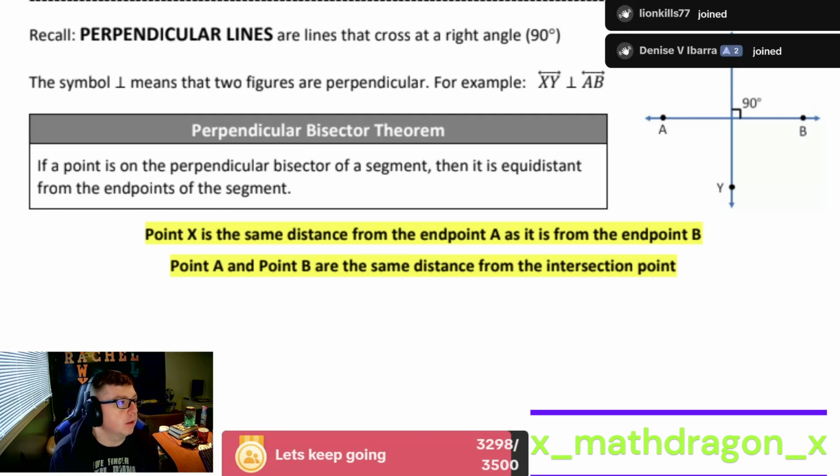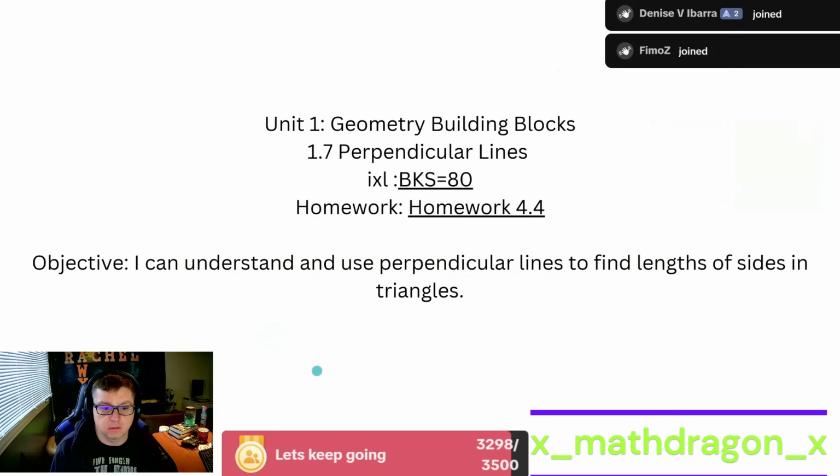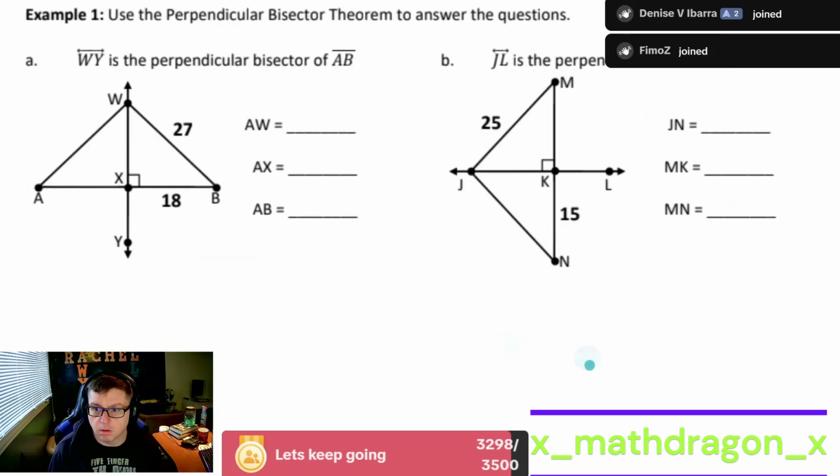And then the perpendicular bisector theorem is really what we're going to focus on. If a point is on the perpendicular bisector of a segment, then it is equidistant from the endpoints. So how we are going to look at that is with these kinds of figures, where it says WY is the perpendicular bisector of AB.